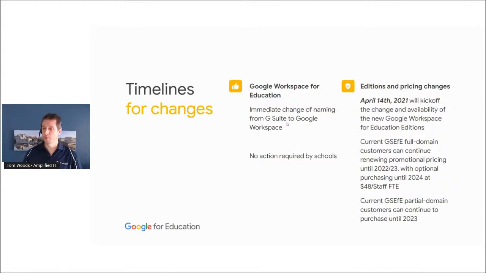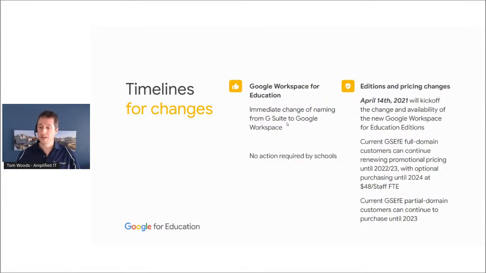If you're a current Enterprise for Education full domain customer, again, that guide is going to tell you where you are and what renewal means for you and what the options are. But if you want to, you can continue with your current promotional pricing that was guaranteed up until 2022 or 2023, depending on when you originally purchased. So that will continue.